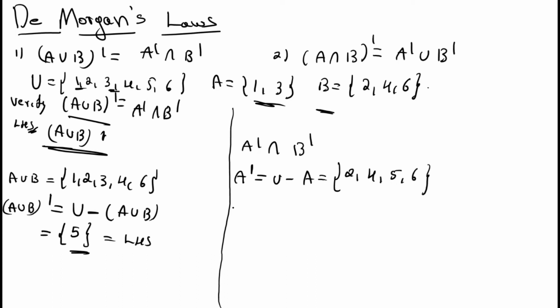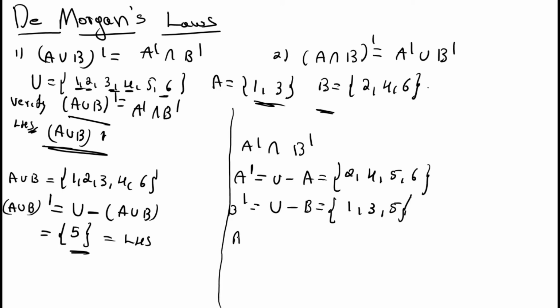Okay. Now see B dash. What is B dash? U minus B. Elements of U which are not in B. U is equal to, here B, 2, 4, 6 is there. 2 is in B, 4 is in B, 6 is also in B. What's the remaining element? 1, 3, 5, right? Okay. So this is the possibility for B dash.